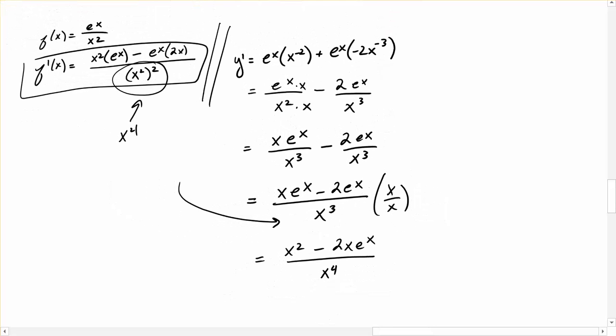You get the same thing. This right here is the same as this. E to the x, thank you. Is it the same? It is.